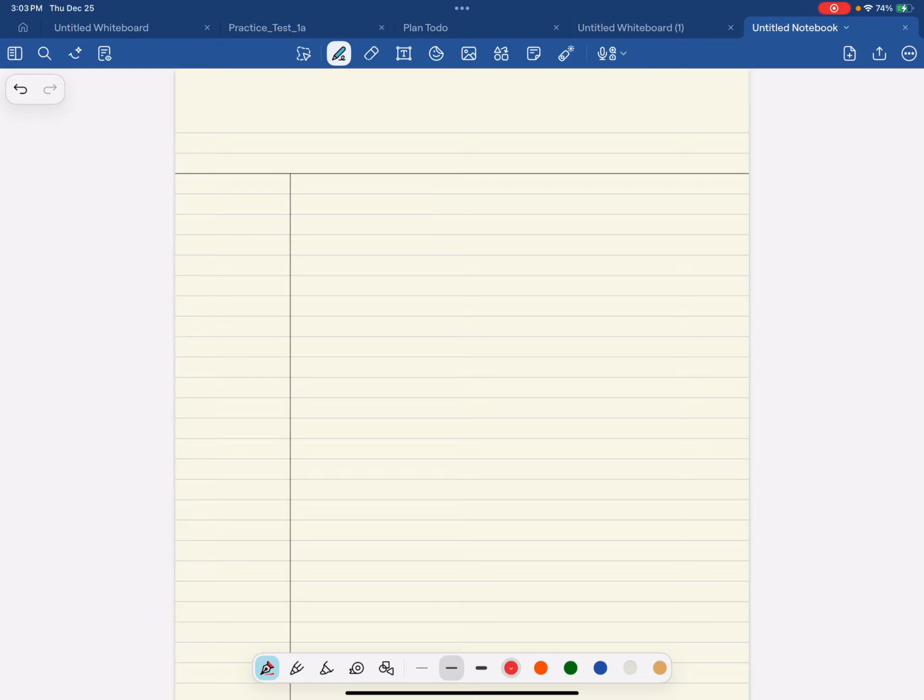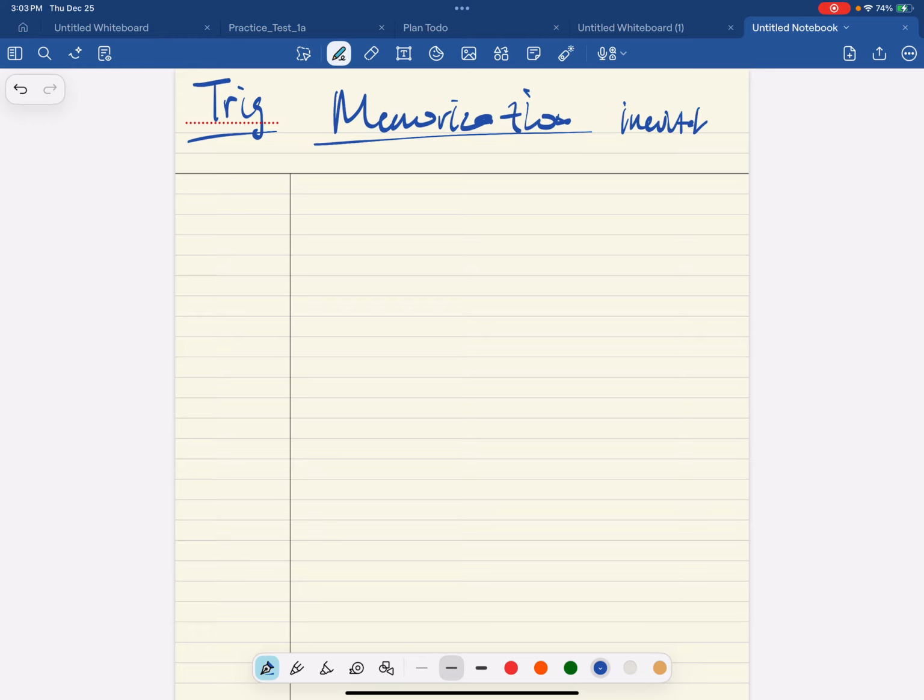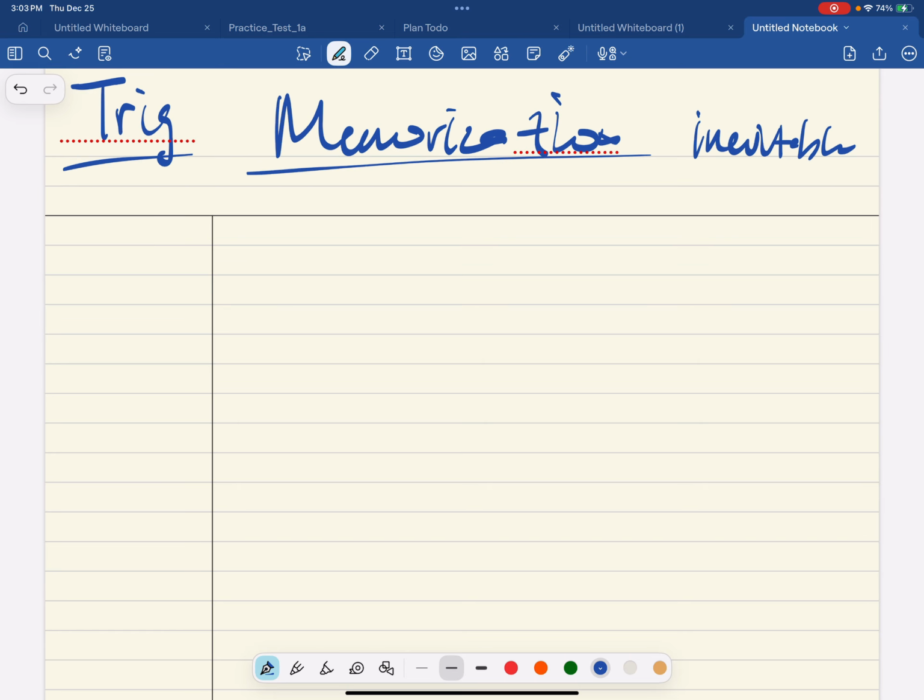Now we are finally into trigs. Trig is just memorization, and do not avoid it. It's inevitable, because you need it so much elsewhere, not just in Calc 1 and Calc 2, but also in physics. So start off with the basic ones. We have sine of x. So y equals sine of x.